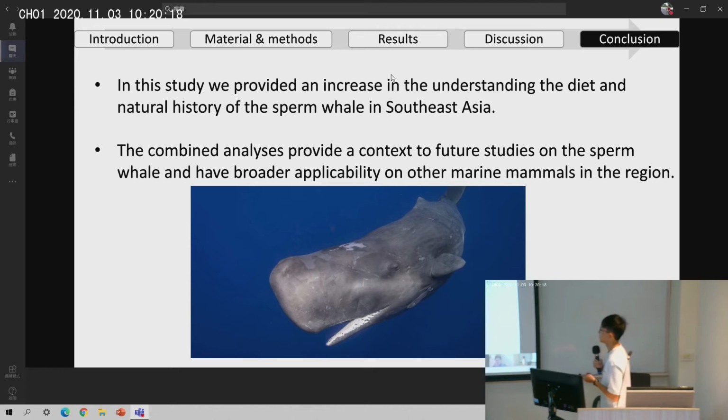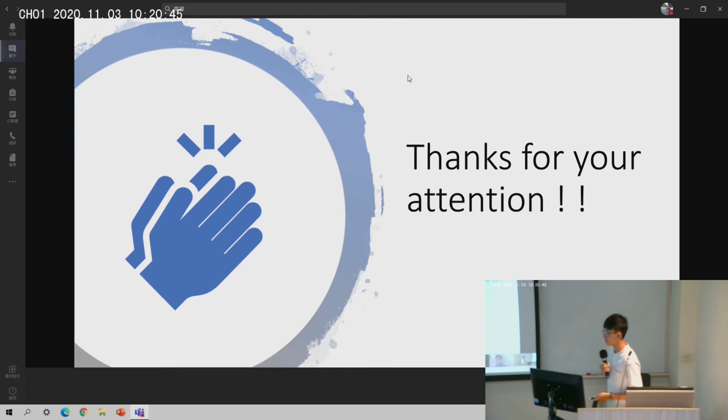In this study, we provide an increase in our understanding of the diet and natural history of the sperm whale in Southeast Asia. And the combined analysis provides a context for future studies on the sperm whale and has broader application to other marine mammals in the region. And thanks for your attention.